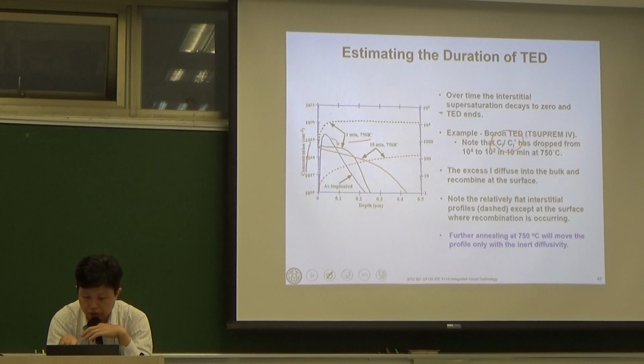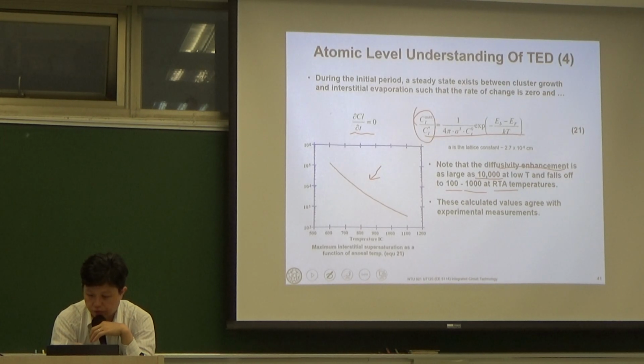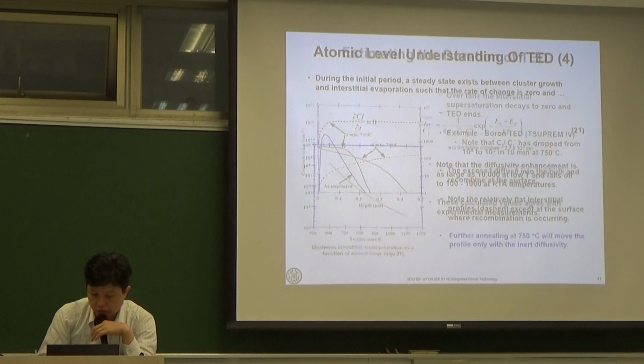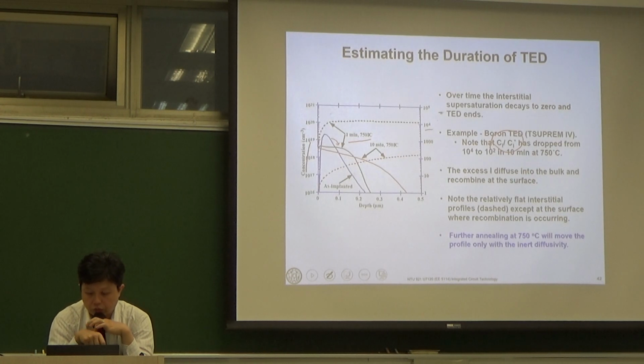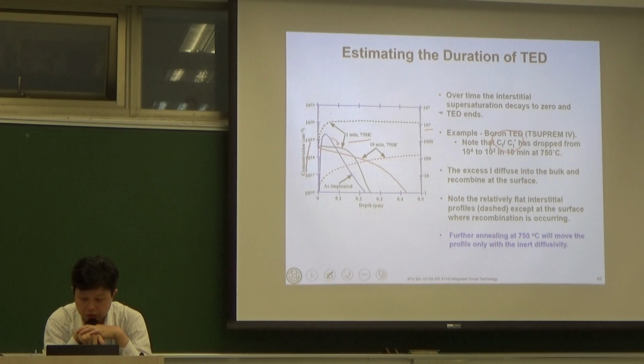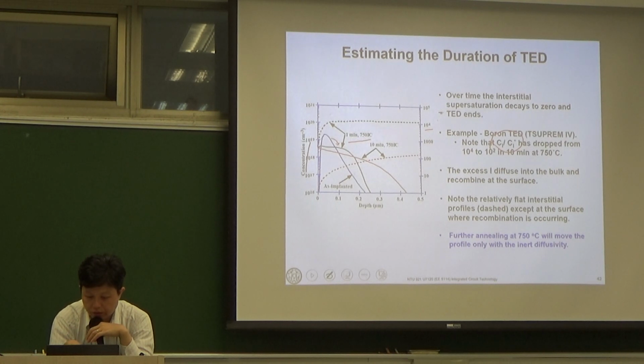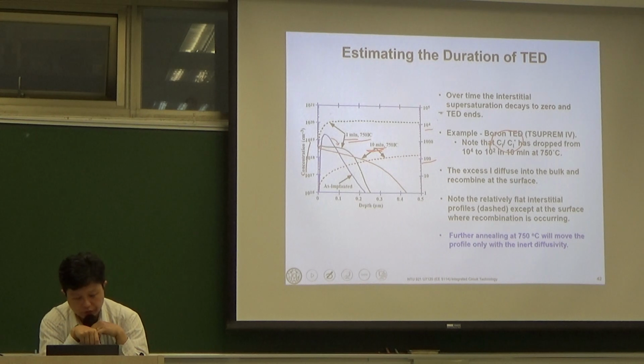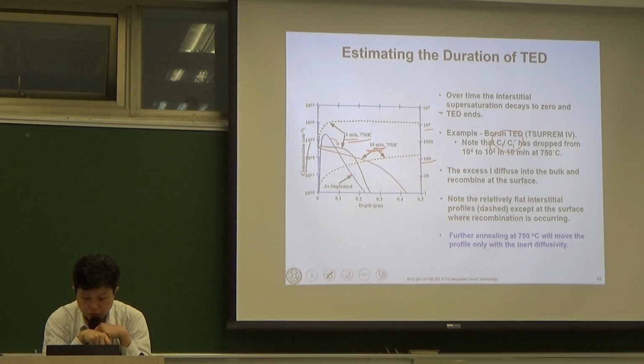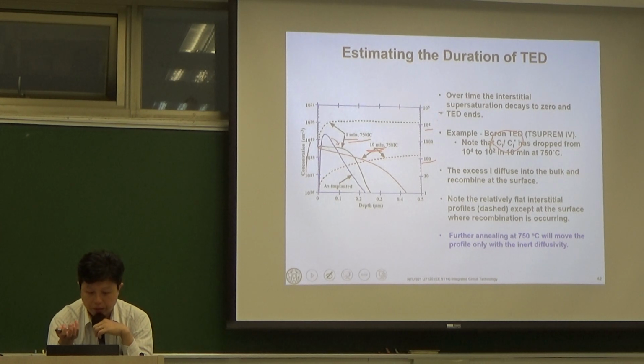Oh no, sorry. This is the ratio. Okay, this is the ratio of this ratio. So this ratio originally we can consider as the enhancement factor, right? It's like 10,000 and down to like 100 when we increase the time from 1 minute to 10 minutes at 750 degrees C. So we can see that when we increase the time, those interstitials begin to recombine with those vacancy clusters.